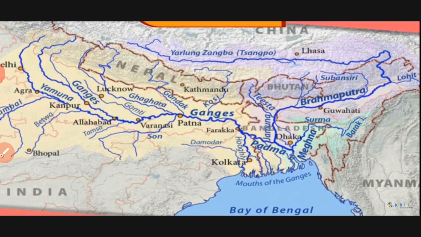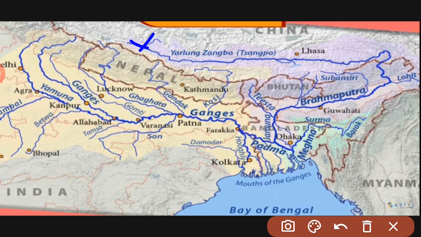Now let us come to the Brahmaputra basin. It lies in the northeastern part of India. The Brahmaputra river rises from the Chemayung glacier near Lake Mansarovar. Here you can see Lake Mansarovar in Tibet. The Brahmaputra river is called Sangpo in Tibet. The river enters India through Arunachal Pradesh. Here you can see it entering through Arunachal Pradesh.